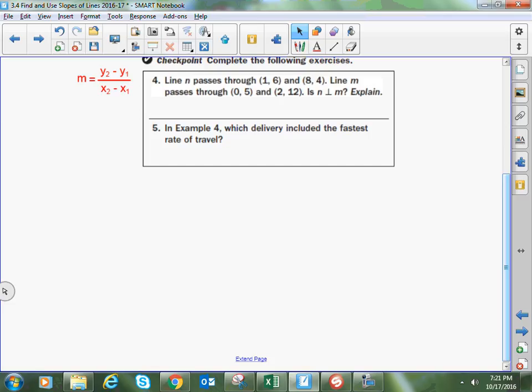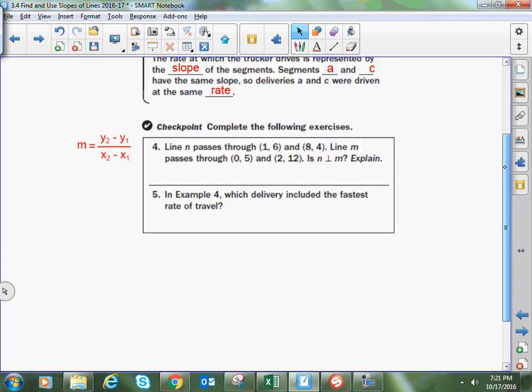So here we go. This is where you guys are going to start taking over. Question number 4 is pretty much we're just looking at slope to see are the lines parallel, perpendicular, or neither. And for 5, you're going to go back and look at the diagram that we just looked at to make another interpretation. So go ahead and pause the video here, answer these 2 questions. When you're done, come back.